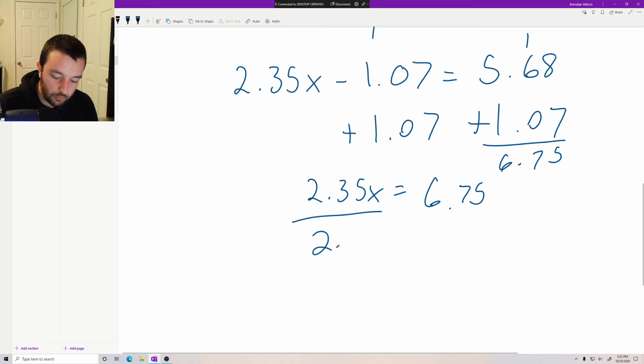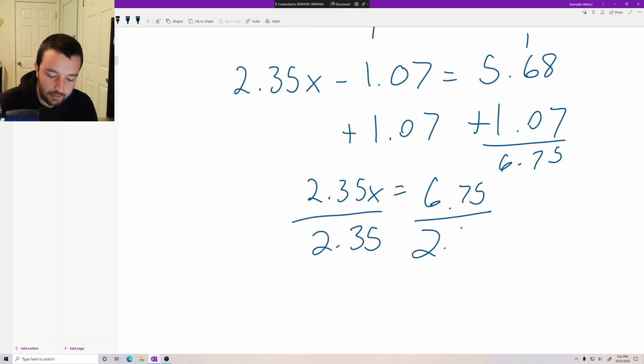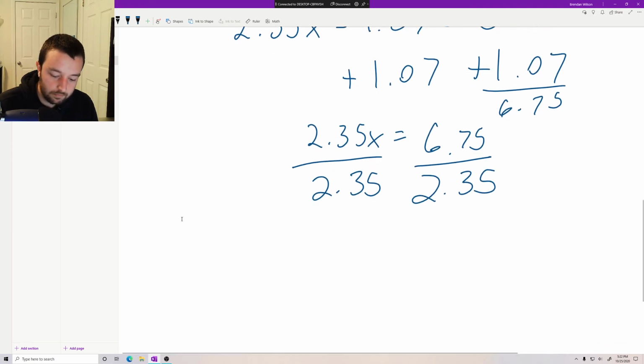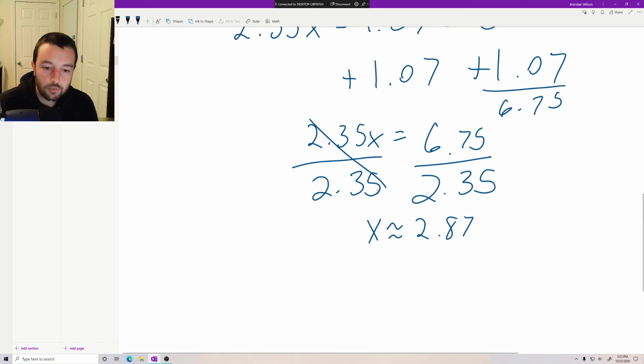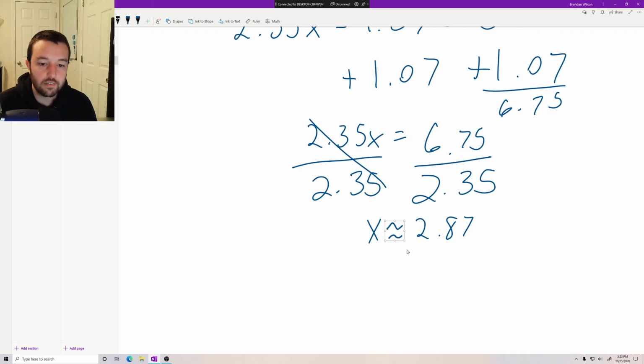And then we need to get rid of the 2.35, so we divide by that on both sides. In your calculator, I would just do 6.75 divided by 2.35. You're going to get a really long decimal, so we're going to round off to 2 decimal places. So we're going to get 2.87. The reason I changed it to a squiggly equal sign here is because that's what we use for approximately equal to, which is what we should use if we're rounding. I'm not going to be picky about that. If you just use an equal sign, it's fine, but just know that technically you should be using this.